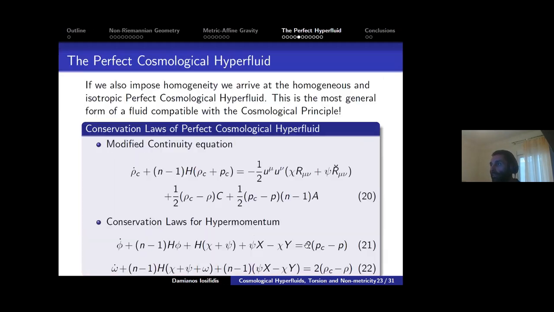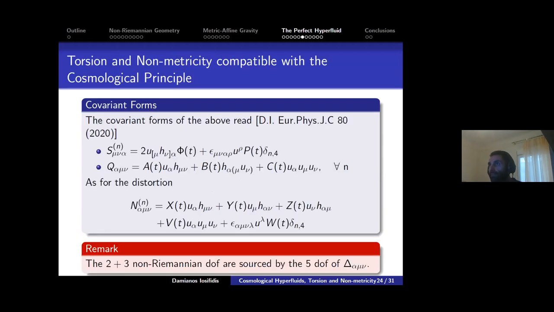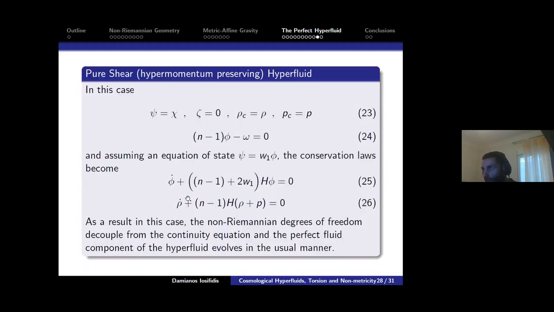What's interesting is, if we look at the conservation laws in general, we see that they are coupled. So phi, here we have p, etc. The hypermomentum degrees of freedom are coupled to the classical perfect fluid degrees of freedom. But in this case now, we see that they have completely decoupled. So the density evolves independently from phi, and also phi here, we see that we have no contributions. So this is a special case, of course. In this special case of the pure shear hyperfluid, the conservation laws have decoupled, so the non-Riemann degrees of freedom do not affect the classical evolution of the density.